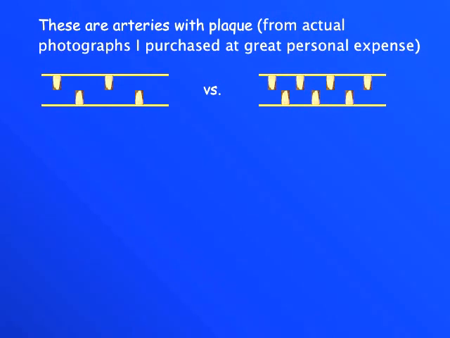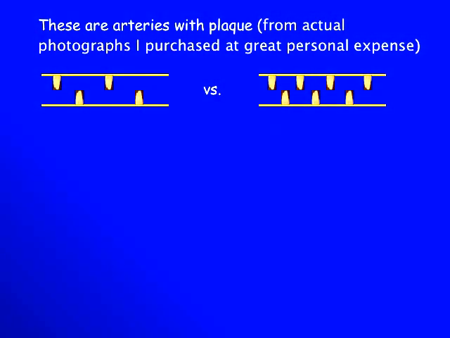Thermal energy density, a biological example, would be blood flow. It doesn't have to be just liquids and gases, liquids of water. It could be blood. So here, these are arteries. These are actual photographs I purchased at great expense. This is a picture of your artery. You're seeing there's the plaques on your artery. Well, if you have more plaque, you have more resistance to the flow of your blood.